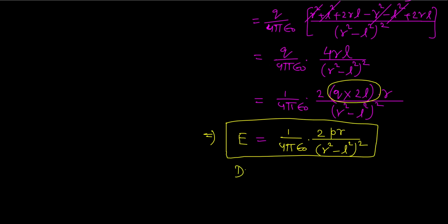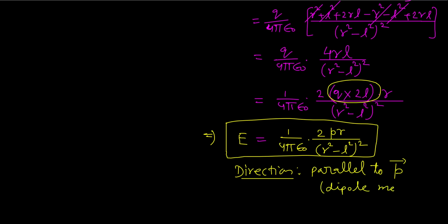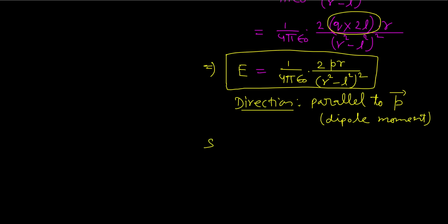So this is the expression for net electric field due to an electric dipole on its axial position. And very important thing, don't forget to write this, direction of this electric field is parallel to dipole moment P. What is P? P is dipole moment. And we can also take a special case here. What is a special case? Suppose the distance is small, r is much greater than l. Means the dipole is very small or the point is very far from the dipole.